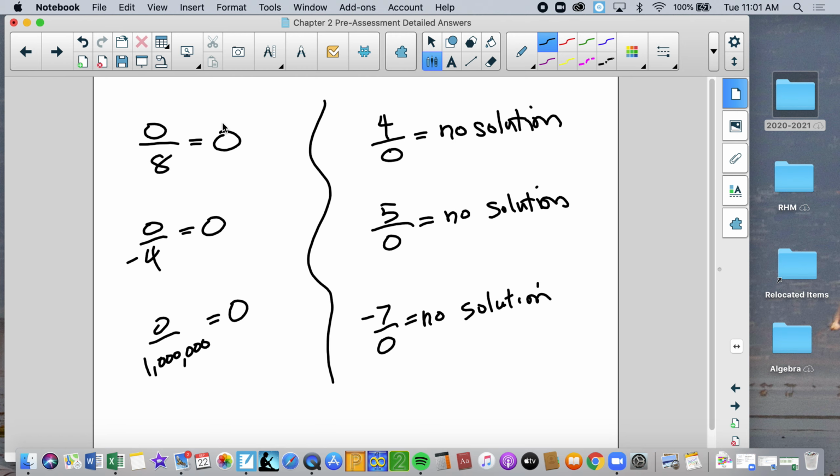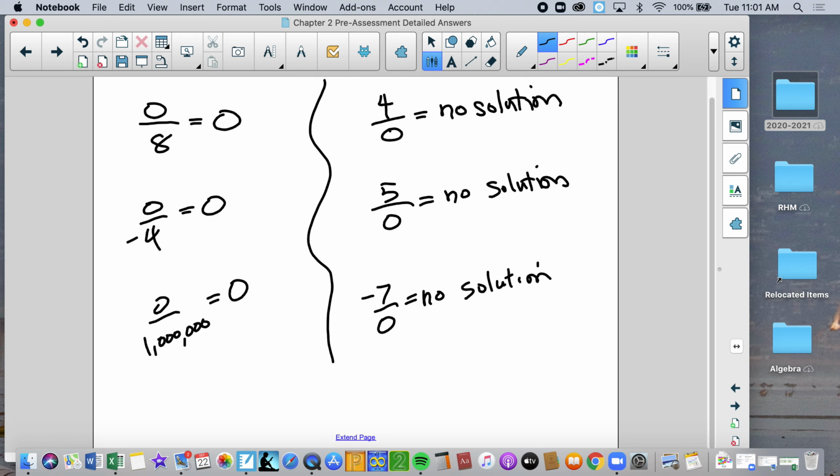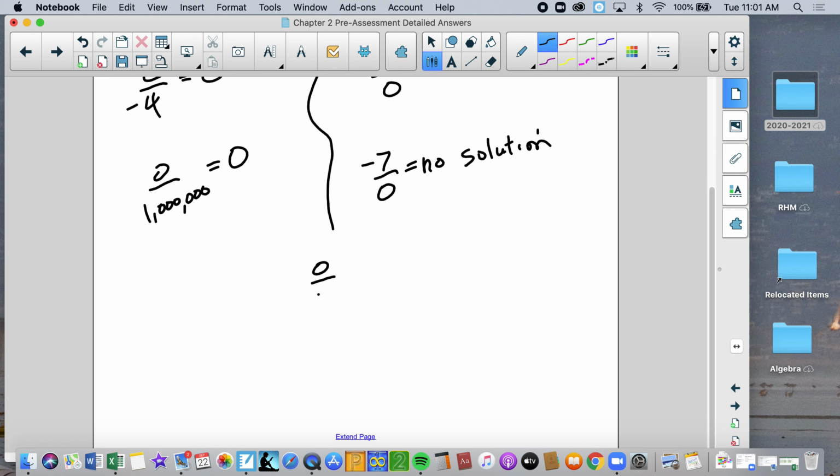So we can never have 0 in the denominator. Whenever 0 is in the denominator, it is no solution. And I guess some people ask, hey, Mr. Mack, what's 0 over 0? That is equal to no solution. You cannot have 0 in the denominator.